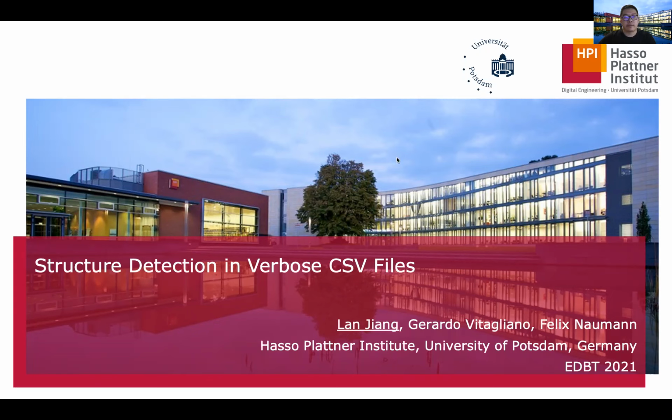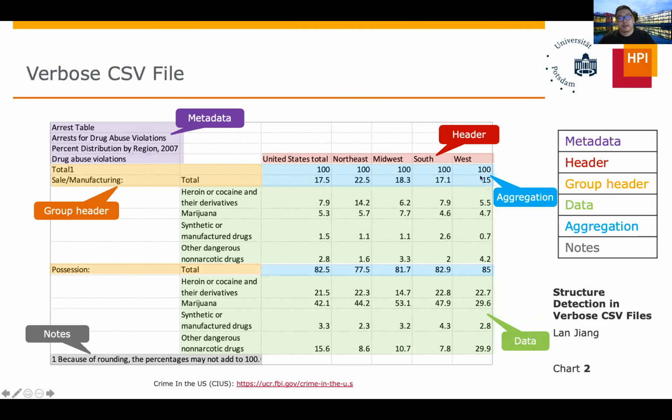Welcome to my talk on structure detection in verbose CSV files. A verbose CSV file is a tabular structure that might contain not only tables, but also metadata regions. For example, in this file, there are metadata and footnotes of a table in the beginning and the end of the file.